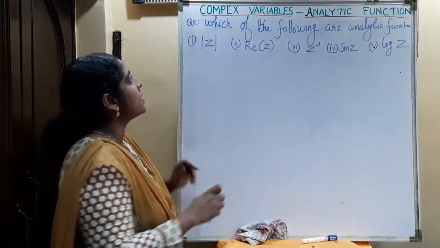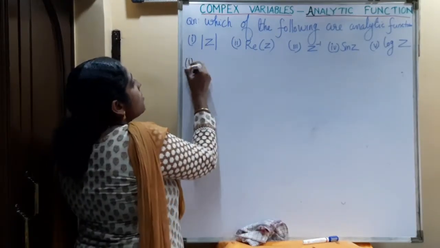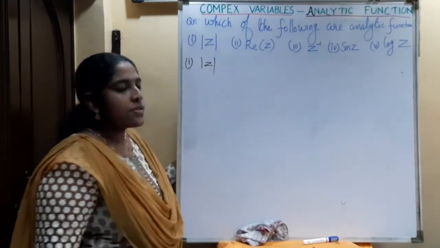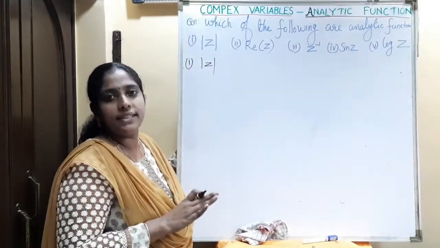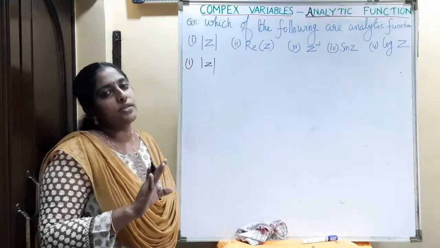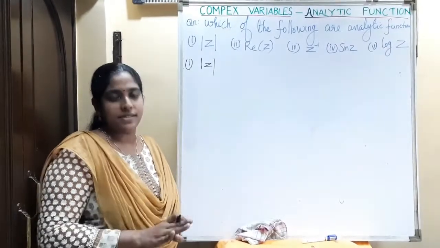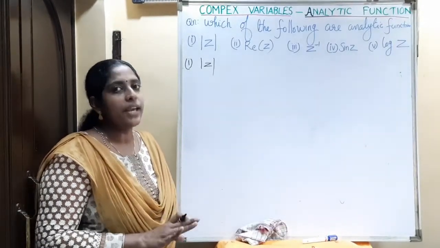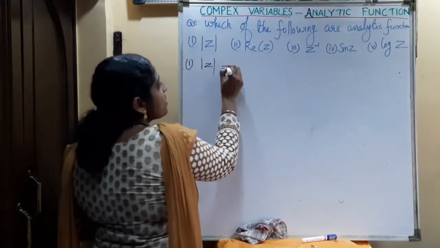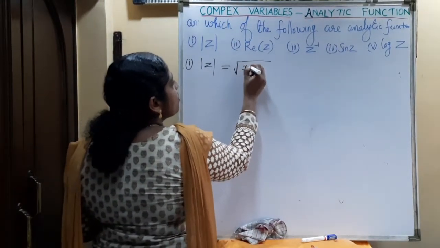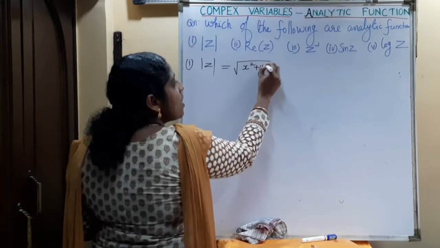So the first question is mod z. Okay. So what are the necessary and sufficient conditions for a function to be analytic? One is that it must have continuous first order partial derivatives that exist. Second is that it must obey the Cauchy-Riemann equations. So first we can see the mod z. So what is actually mod z? Mod z is equal to root of x square plus y square.